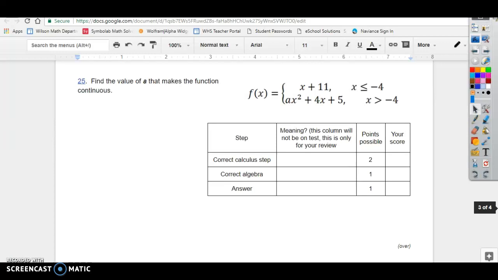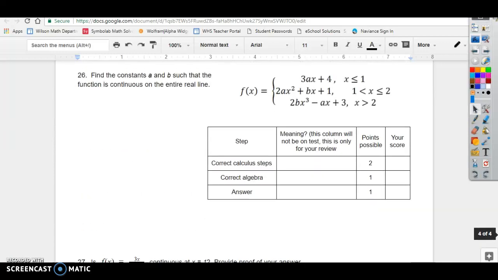On the back. Now we're closing in on the end here. This is a great problem, guys. Right, let's start with the top left. So if I plug 1 in, I'm going to get 3a plus 4. My middle, left side, I need to put 1 in here. I'm going to get 2a plus b plus 1.